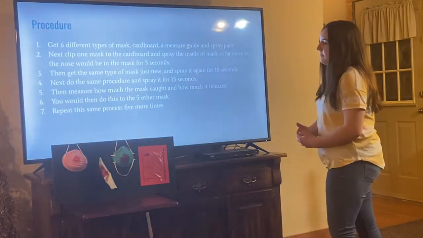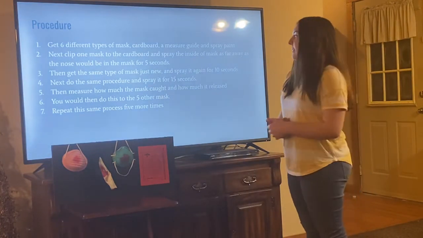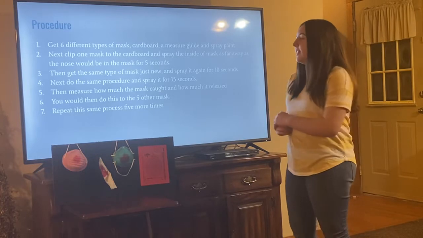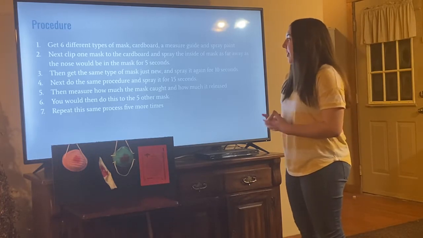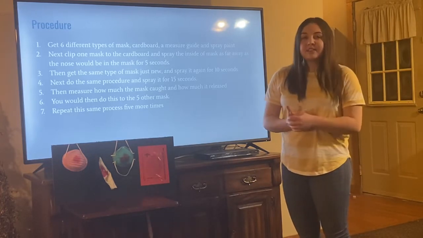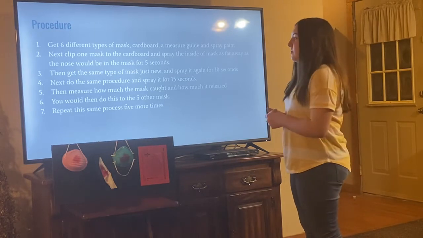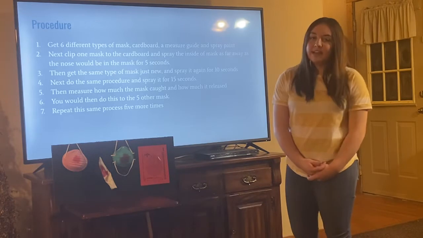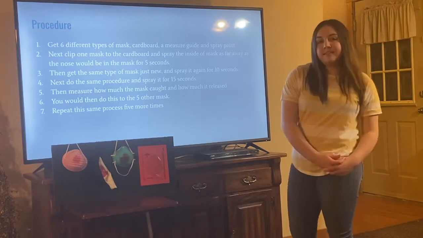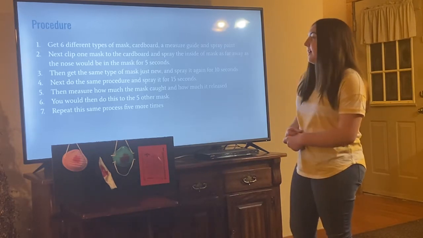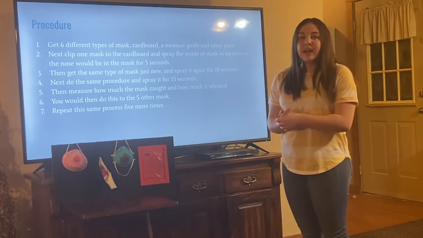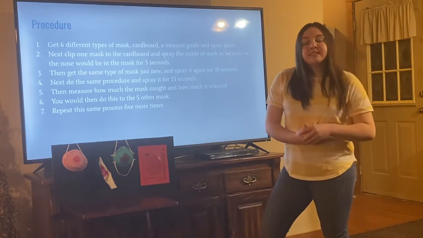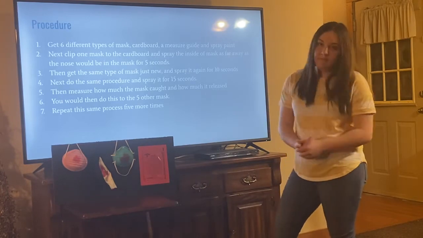My procedure. I got 6 different types of masks, cardboard, a measure guide, and some spray paint. I then clipped one mask onto the cardboard and sprayed the inside of the mask as far away as your nose would be in the mask for 5 seconds. I then got the same type of mask and did it for 10 seconds, and then 15 seconds. I then measured how much came through and how much was released. I then did this with the 5 other masks and repeated the process 5 more times.